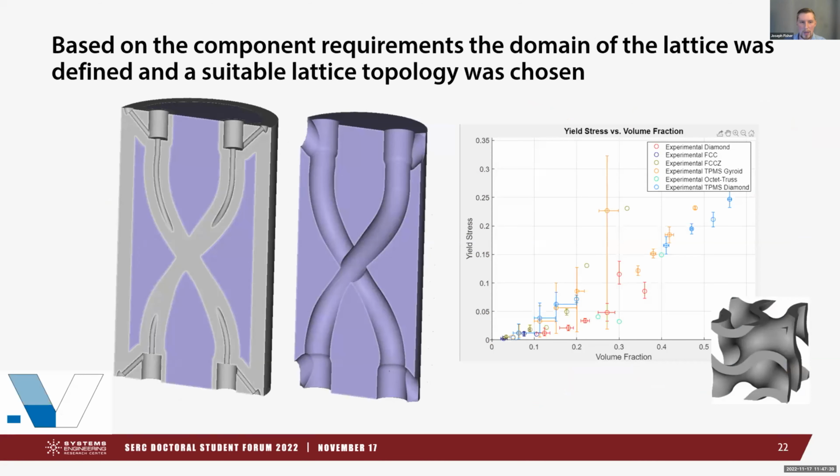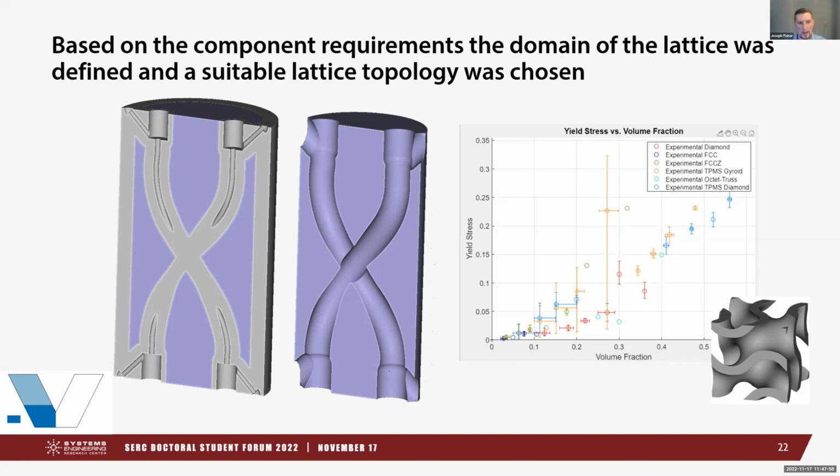Based on the minimum thicknesses we were given, we can define the domain of the lattice, which on the left is the area that's in purple. We're looking at the component cut in half, so you can see some of what's going on inside. But it is symmetric, so there isn't too much more to see on the other side.